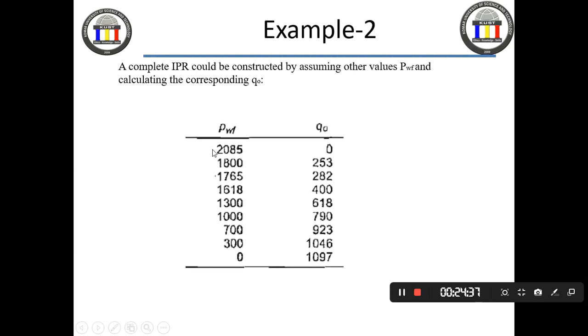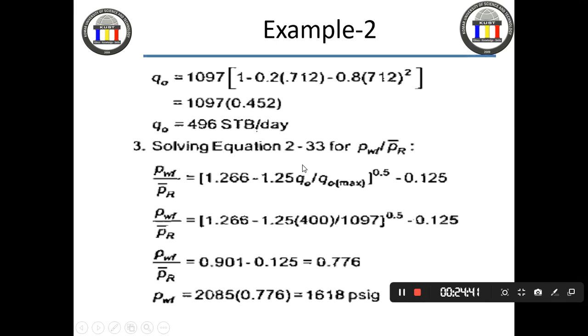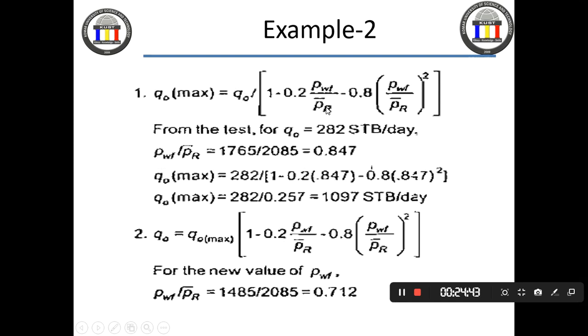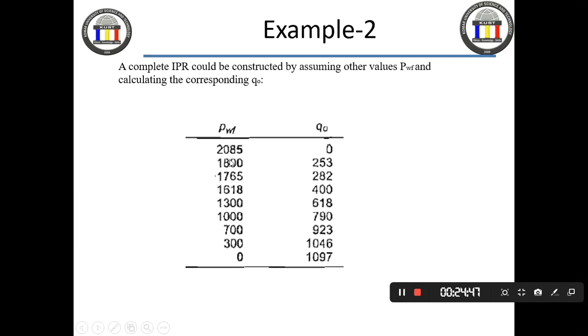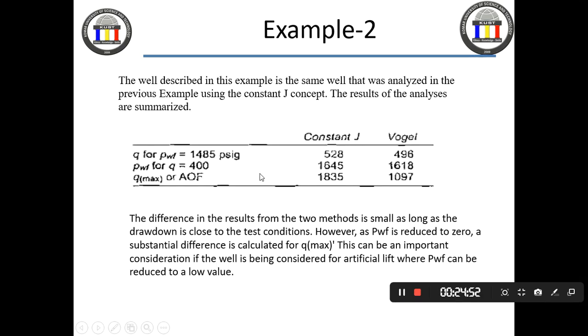So here you can see at different PWF we find out the flow rates. Everything else you keep the same in the equation, PR is the same. Just change the PWF, and based on this flow rate, you obtain the flowing pressure. Now compare it with when we had the single phase and when we have the Vogel.